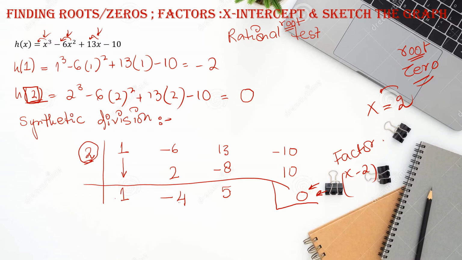equation. Now what you have to do, you have to write another polynomial equation with the help of these coefficients, the coefficients which you get over here. Now look at the question. In the question, the highest degree is 3. So in your resultant answer, you will write 1 degree lesser than the question.